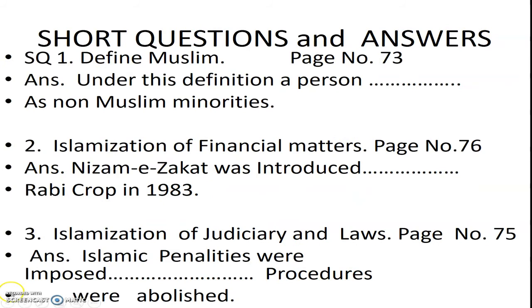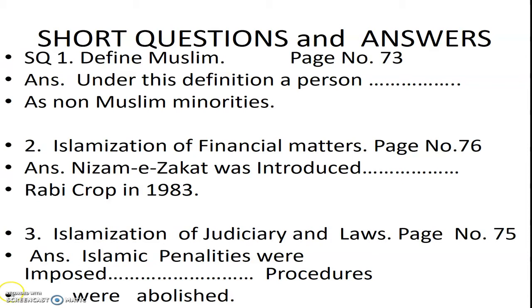Here are the short questions and answers. There are 5 short questions, and here I discuss the answers of the 5 short questions. Number 1: define Muslim according to the 1973 Constitution. The answer is given on page number 73. The answer starts from "under this definition, a person" up to the last sentence of the paragraph, "as non-Muslim minorities." Here I discuss all the answers of the short questions.